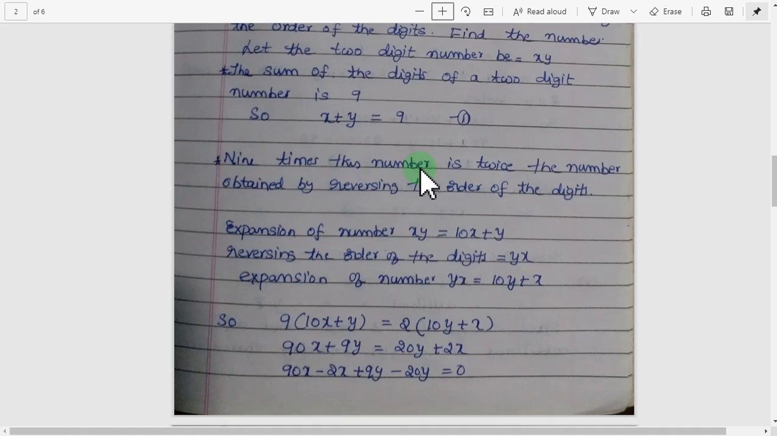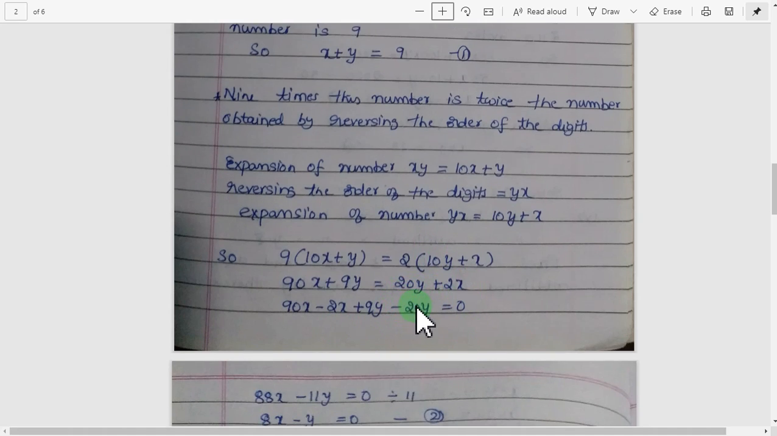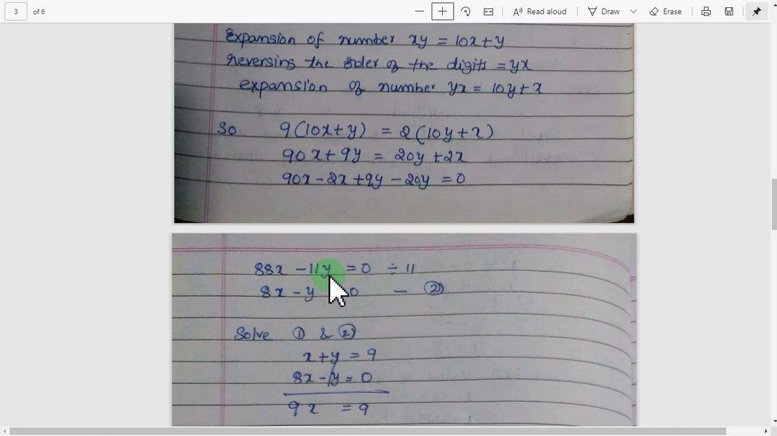Now read this equation statement. 9 times this number means 9 into the expanded form of the taken number, 10x plus y, is equal to twice the number obtained by reversing the order of the digits, 2 times its expanded form, 10y plus x. Now after getting the equation, remove the brackets: 90x plus 9y is equal to 20y plus 2x. Now bring x and y to the left-hand side: 90x minus 2x plus 9y minus 20y. 88x minus 11y is equal to 0.